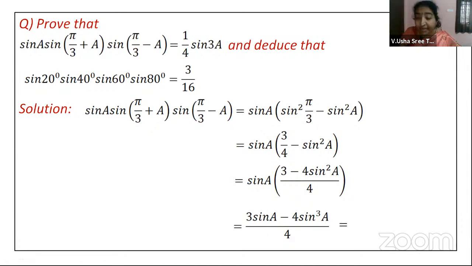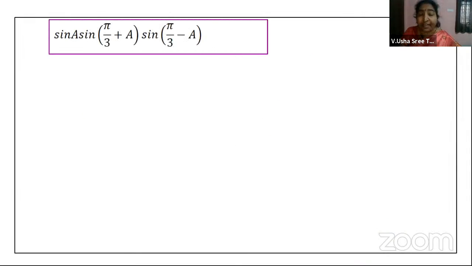Therefore, we can write this as 1 by 4 into sine 3A. All right. Then the statement we have proved is sine A into sine(60 plus A) into sine(60 minus A) is equal to 1 by 4 sine 3A. Now, the first part of the problem is done. Then what is the second part?